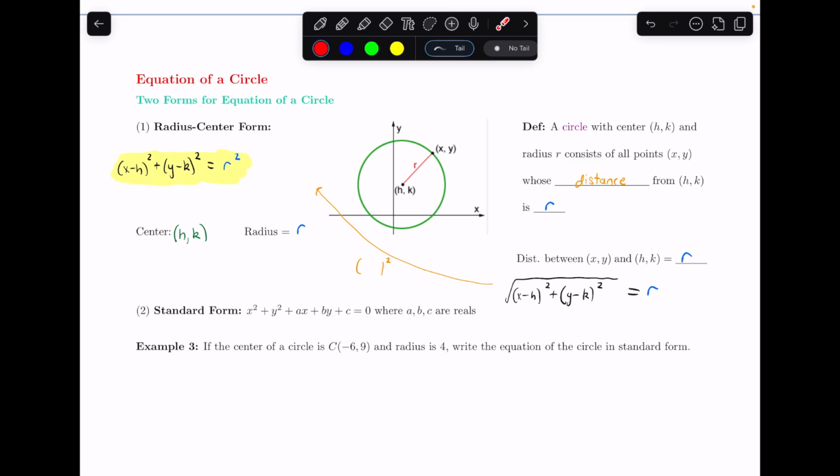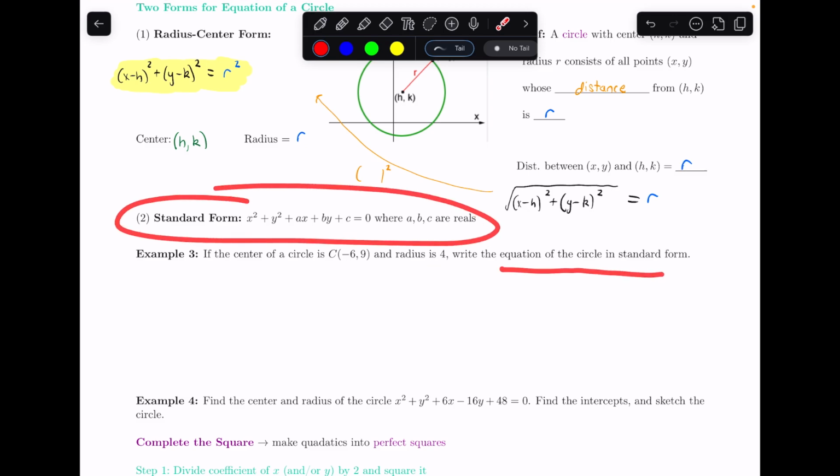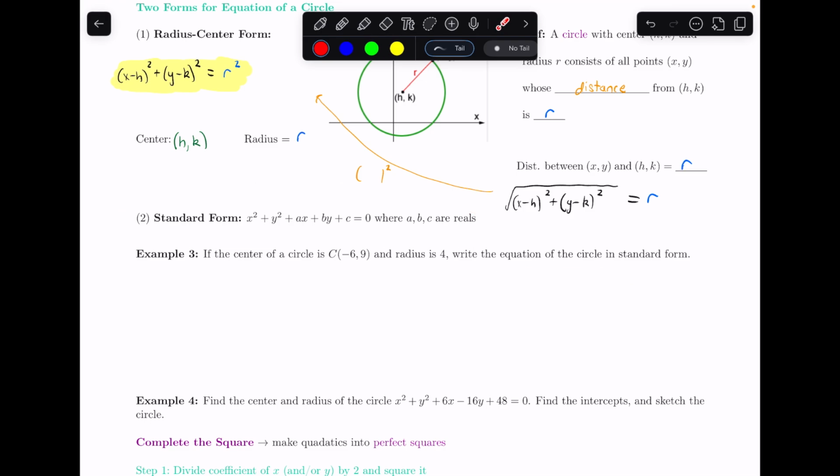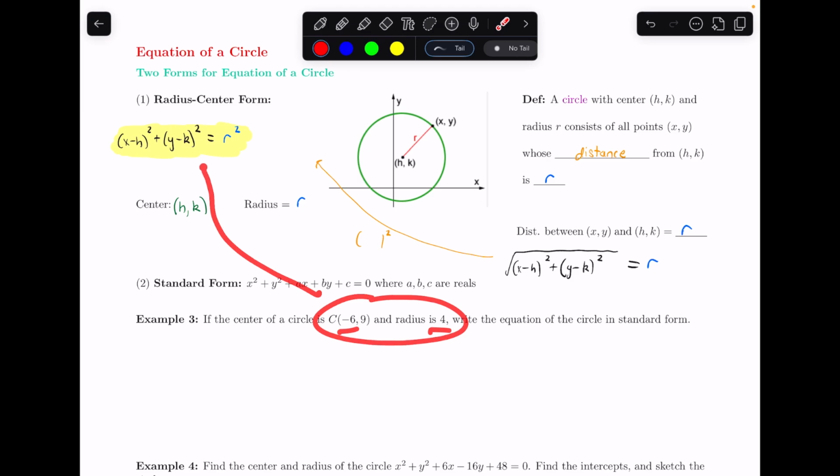Okay, so let's do an example. If the center of a circle is this point, negative 6 comma 9, and the radius is 4, write the equation in standard form. Well, if I'm given the center and the radius, I can definitely plug them into my radius center form. So let's do that first.